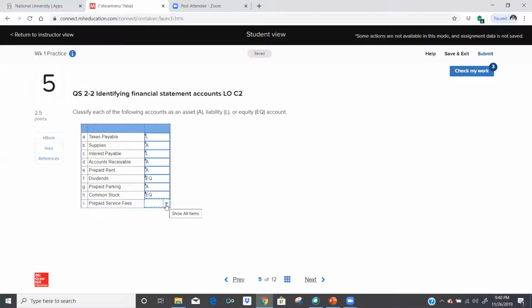Prepaid service fees, I'm not sure what they mean here. Hold on one second.